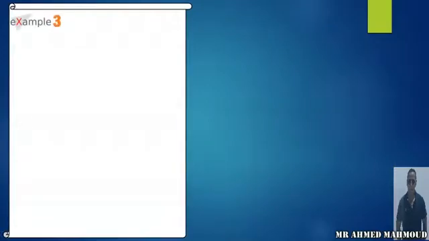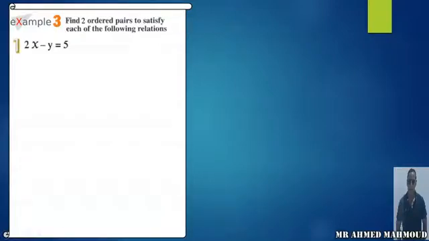Let's solve the next example. Here we have example 3. Find two ordered pairs that satisfy each of the following relations. The first one. Now I need to find two ordered pairs that satisfy the relation. First I will start with the ordered pairs. For example, in place of x I will write any value, for example, 0. And another ordered pair, in place of x, I will write any value, for example, 1. Now I need the value of y here and the value of y here.